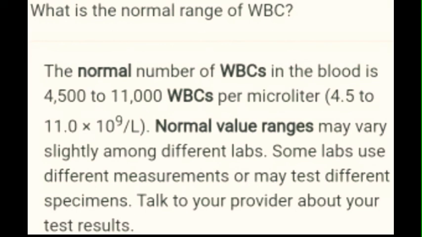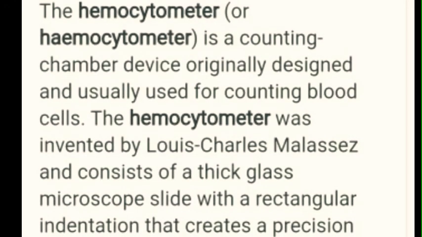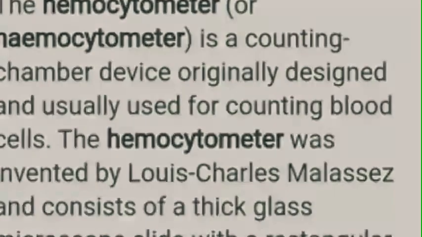The hemocytometer is a counting chamber device originally designed and usually used for counting blood cells. The hemocytometer was invented by Louis Charles Malassez and consists of a thick glass microscope slide with a rectangular indentation that creates a precision volume chamber.